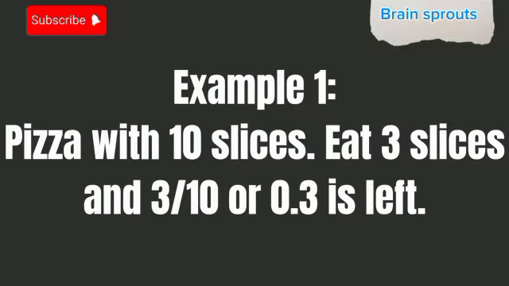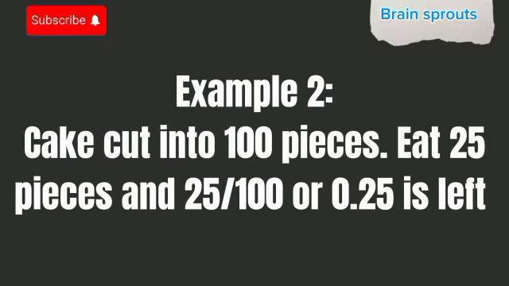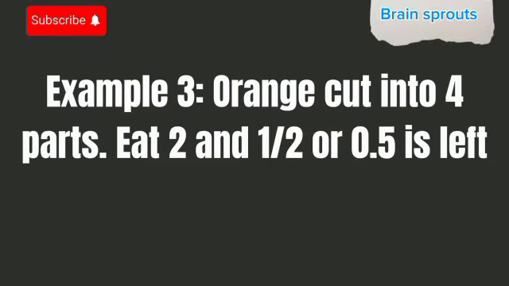Example 1. Pizza with 10 slices. Eat 3 slices and 3 over 10 or 0.3 is left. Example 2. Cake cut into 100 pieces. Eat 25 pieces and 25 over 100 or 0.25 is left. Example 3. Orange cut into 4 parts. Eat 2 and 1 over 2 or 0.5 is left.